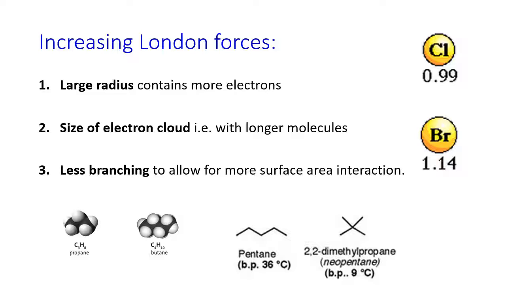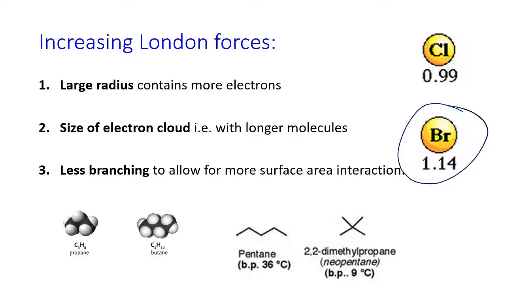So the strength of these intermolecular forces, in terms of London forces, can be increased in three ways. A large radius contains more electrons. So in this particular example here, bromine would have larger London forces between bromine molecules. The reason behind that being you get larger dipoles. So bromine should theoretically have a higher boiling point than chlorine, which has a smaller ionic radii. The size of the electron cloud also increases the London forces.